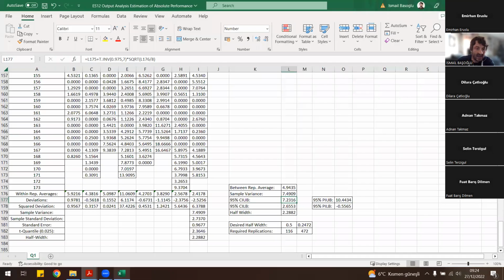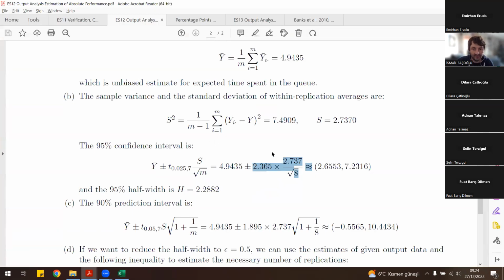Now, let me show that. Sample variance is calculated automatically by the VAR.S formula in Excel, but you can also calculate the sample variance by calculating the deviations from the mean, then squaring them, summing them up, and dividing by m-1, which is 7 in this case. And the sample standard deviation is the square root of it. The standard error is the sample standard deviation divided by the square root of the number of replications, which is basically this part. So this component is called the standard error.